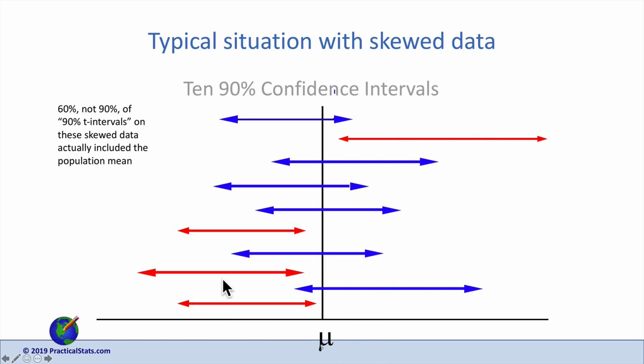That's not good. And we should expect, if it's a 90% confidence interval, that one out of these 10 intervals does not include the true mean. But here we have 4. And that's just the result of skewness. So that's one of the effects of skewness.